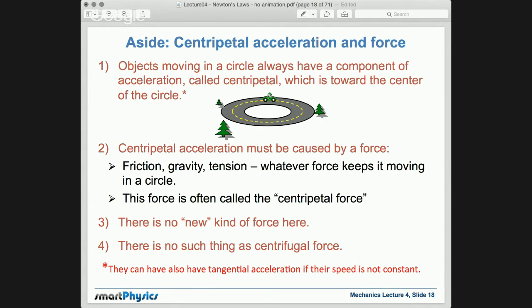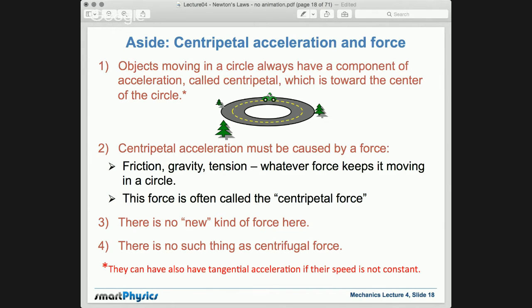If an object is moving in a circle, then there will always be a component of the acceleration and the force, which is directed towards the center of the circle or the center of the curve, which we call centripetal. But that doesn't mean that there is a new force. Every situation basically will give you a different actual force that is responsible for that centripetal acceleration. And so it could be tension, it could be friction, it could be gravity, lots of different things. But if it's directed towards the center, we generically call that centripetal force, basically because it causes the centripetal acceleration.